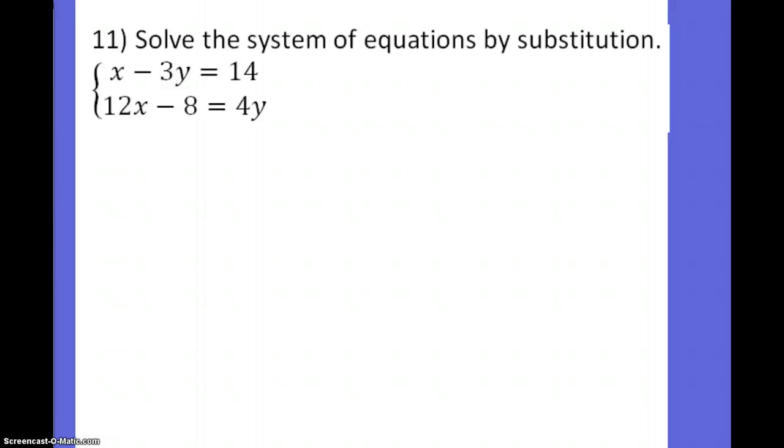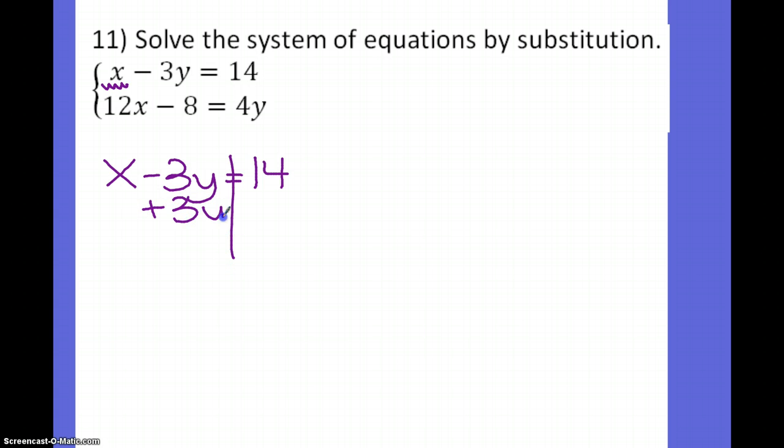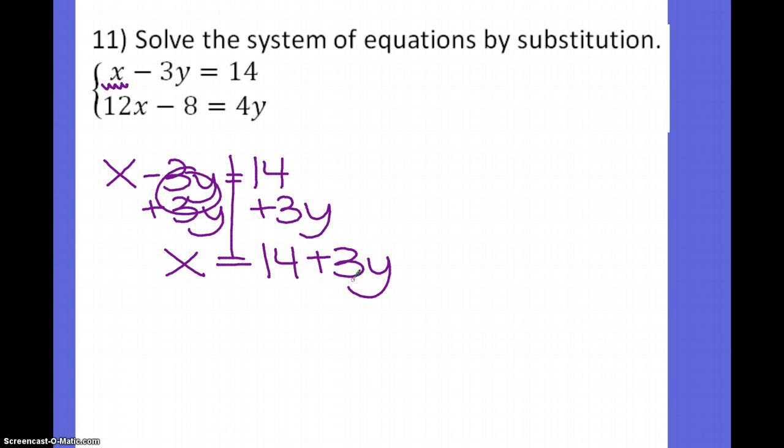Solve the system with substitution. If you notice here, there is no x or y alone. So that's the first thing you have to do. And do you see this x? That x is almost by itself. So to get that x by itself, we would add 3y to both sides. And x is all alone now, equal to 14 plus 3y. Those are not like terms, so we leave them separate.